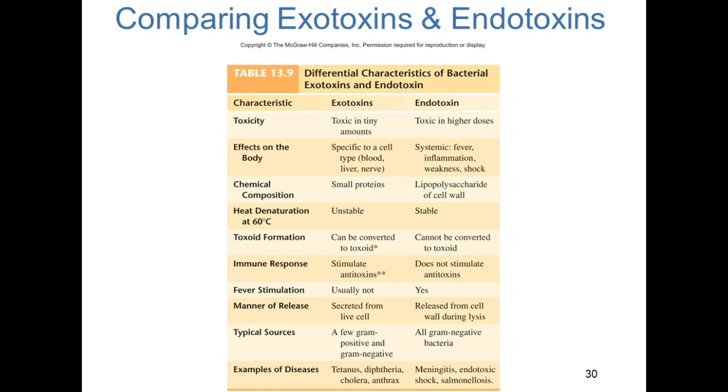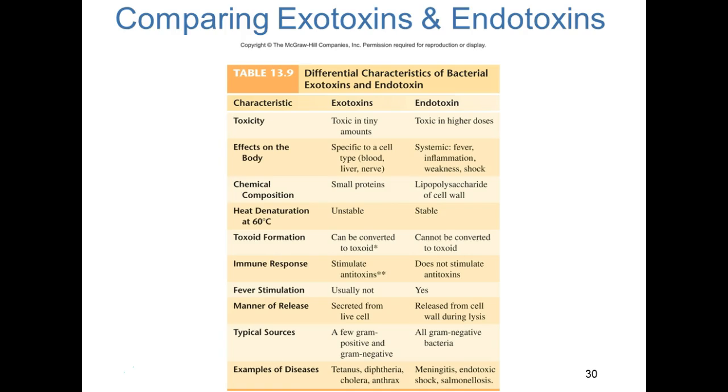Toxoid formation, this means can we make a vaccine out of it? So exotoxins can be converted to a toxoid and then can be injected as a vaccinating material. An example for that would be diphtheria. Another example would be tetanus. Endotoxins cannot be converted to toxoids. Toxoids typically are made by precipitating them with a chemical called alum.